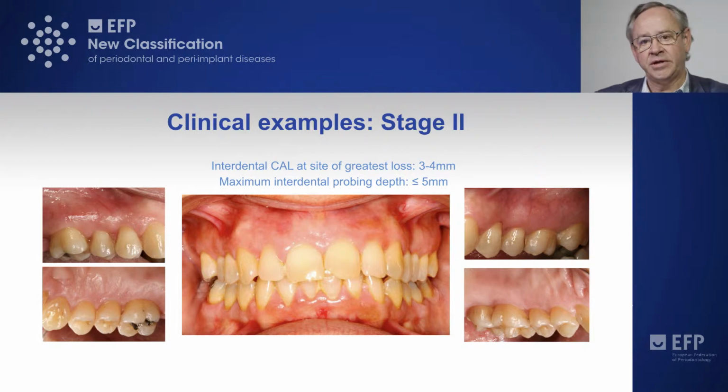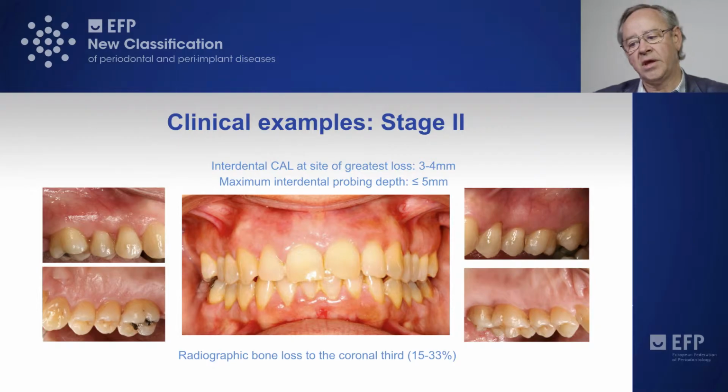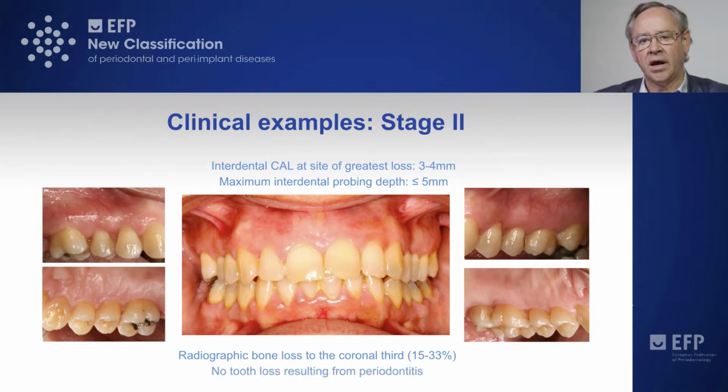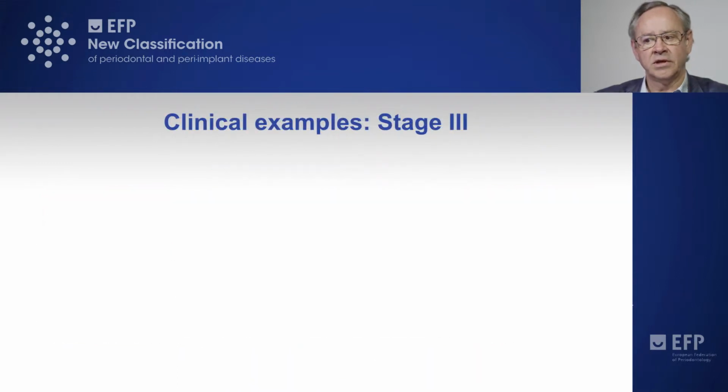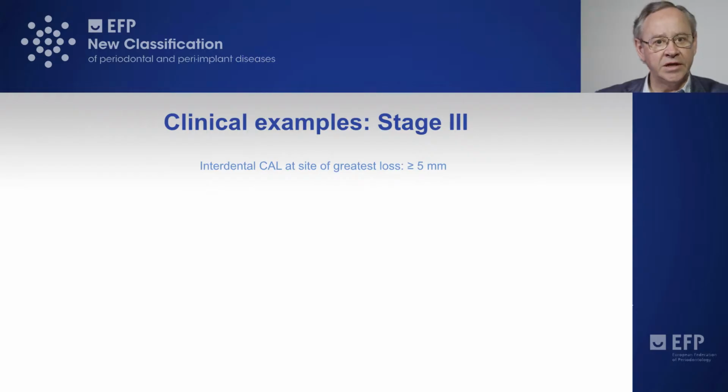As you can see, the patient has not lost any teeth, and when we evaluate the radiographs, we can identify bone loss which is limited to the coronal third in at least 2 non-adjacent teeth. That is between 15 and 33% of the root length. And it is obvious in this particular patient that no tooth loss is present. So let's move to the next stage by severity, which is stage 3.